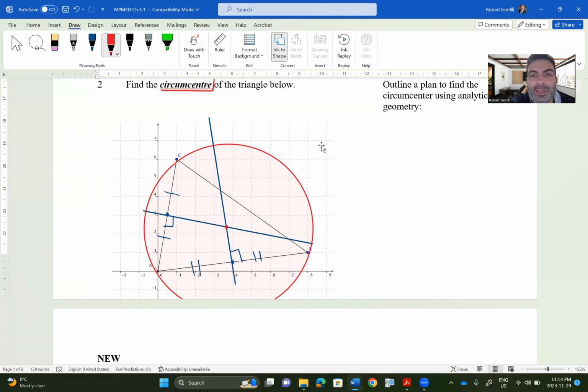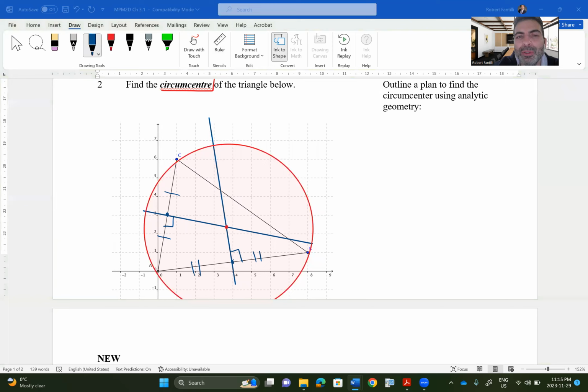And just like the centroid, the third right bisector will also meet at the circumcenter. So we only have to show 2 right bisectors meeting in order to find the circumcenter. And now you might want to pause the video and outline your plan. How would you use analytic geometry to find the circumcenter?